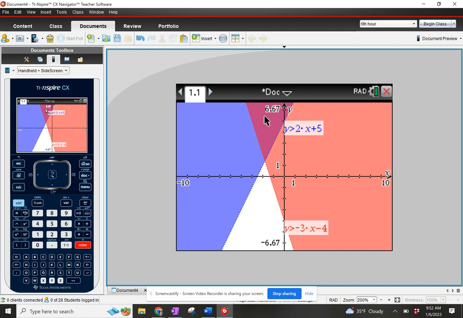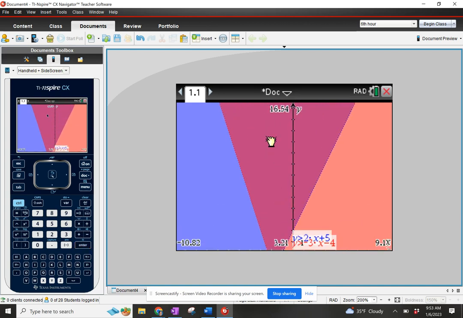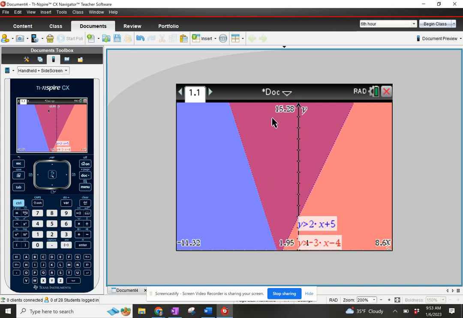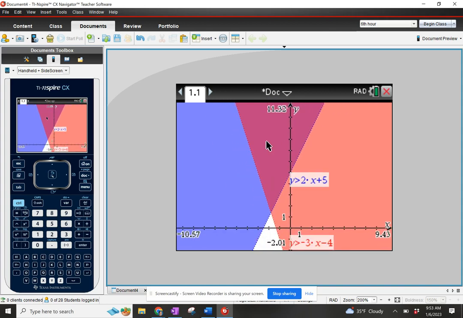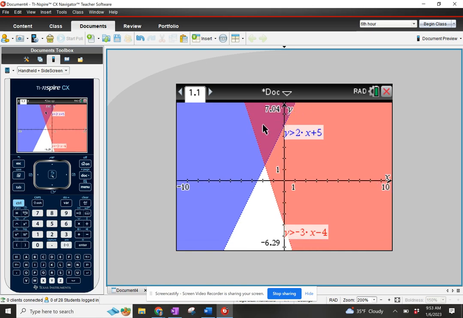And then any part in this purplish area, because blue and red make purple, this double shaded is your solution set. So any ordered pair that falls in this double shaded or overlapping area are our answers. I can even grab the screen and see how big the solution set truly is. So even though we only see part of it, it goes on forever.